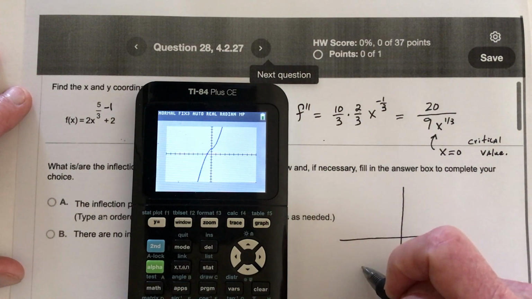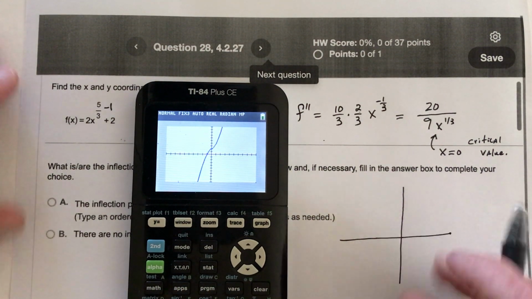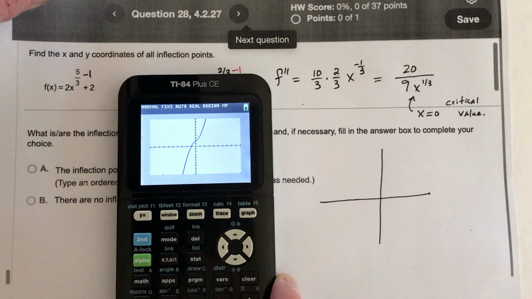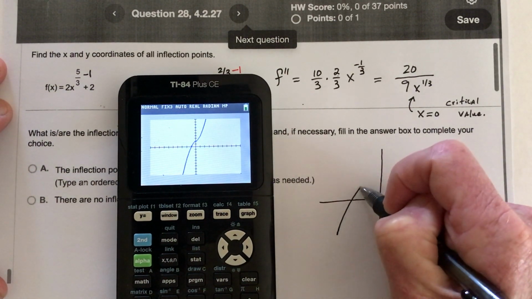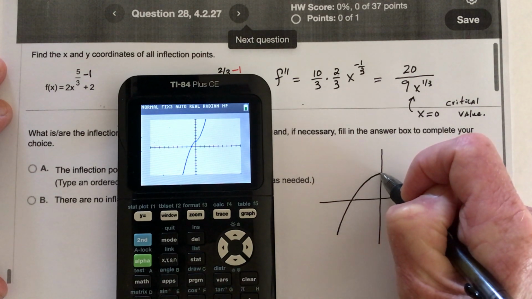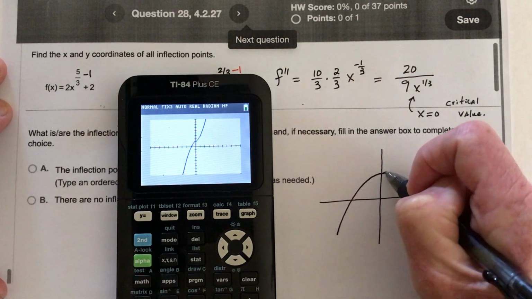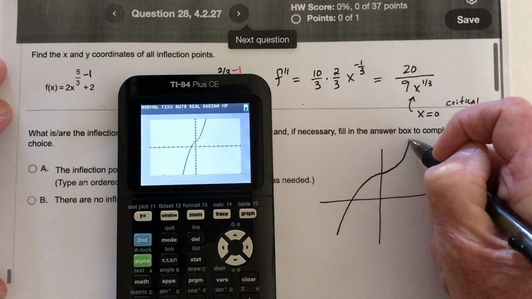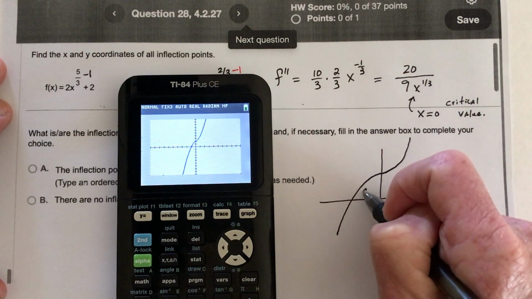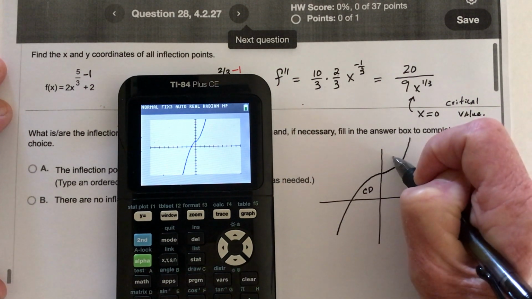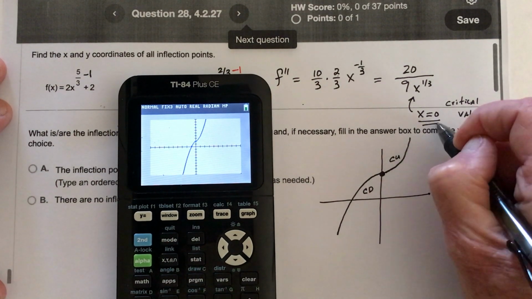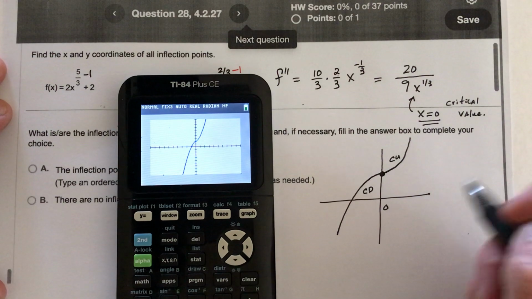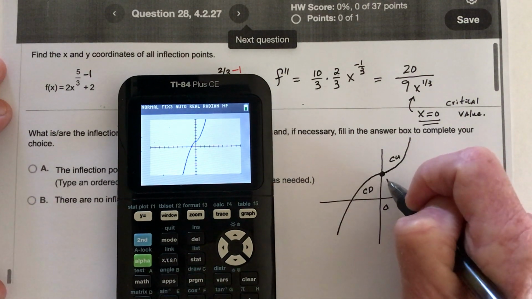So it basically looks like this. I'm going to draw an exaggeration of it. It basically looks like this. And then this part is concave down, and this part is concave up. And it's x equals 0. Like I said, x equals 0 is the important point. That's the inflection point.